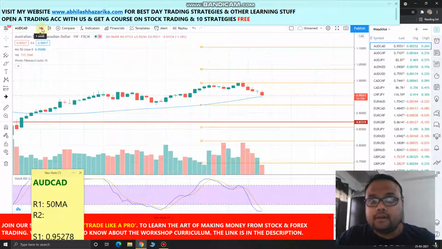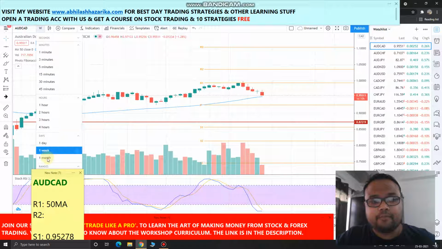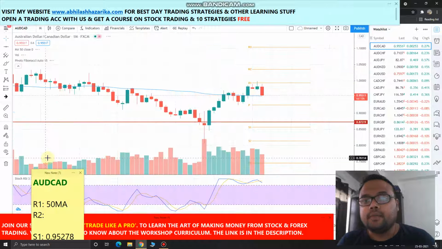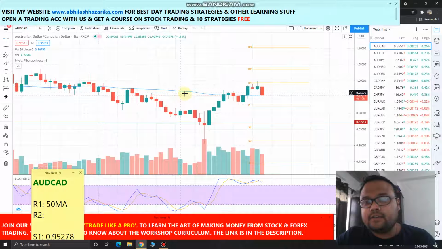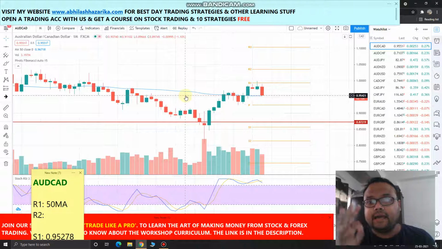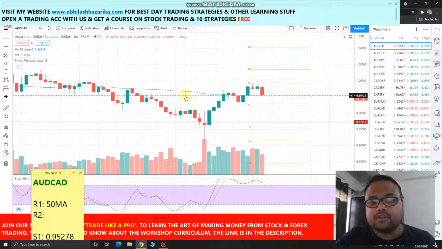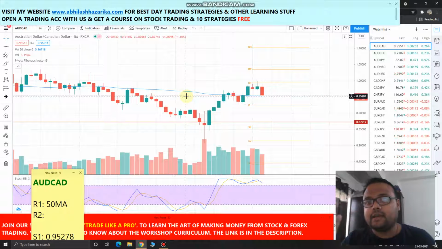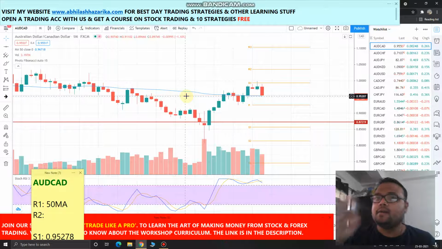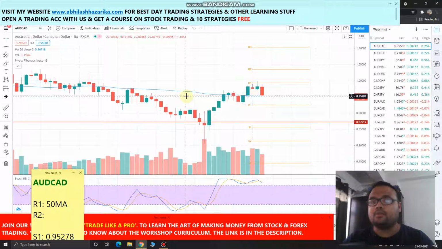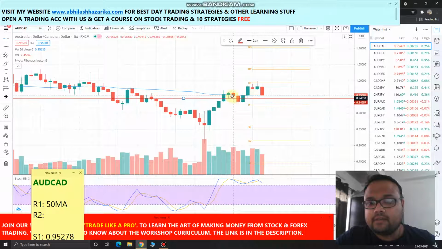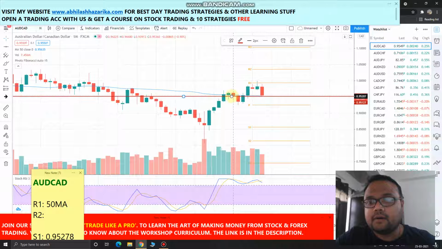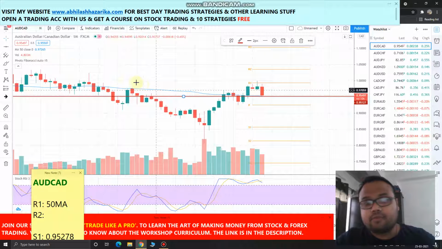Let me now take you to the 1 month time frame, and you can see the same story. This is the 50 moving average, and you can see that market has taken support at the 50 moving average. This is the same line, the same price level from where market has taken support, and therefore this level has become a valid support for the market.